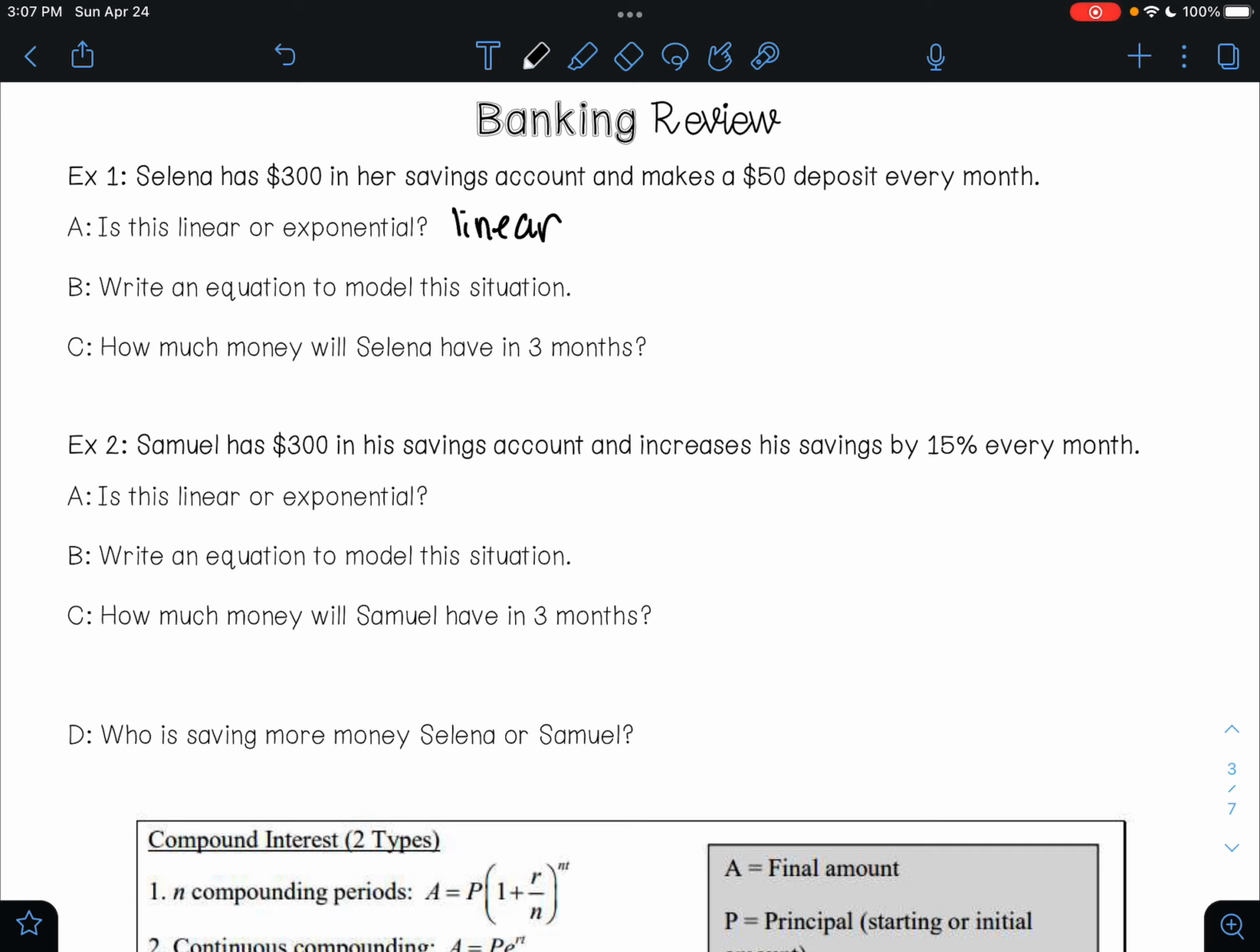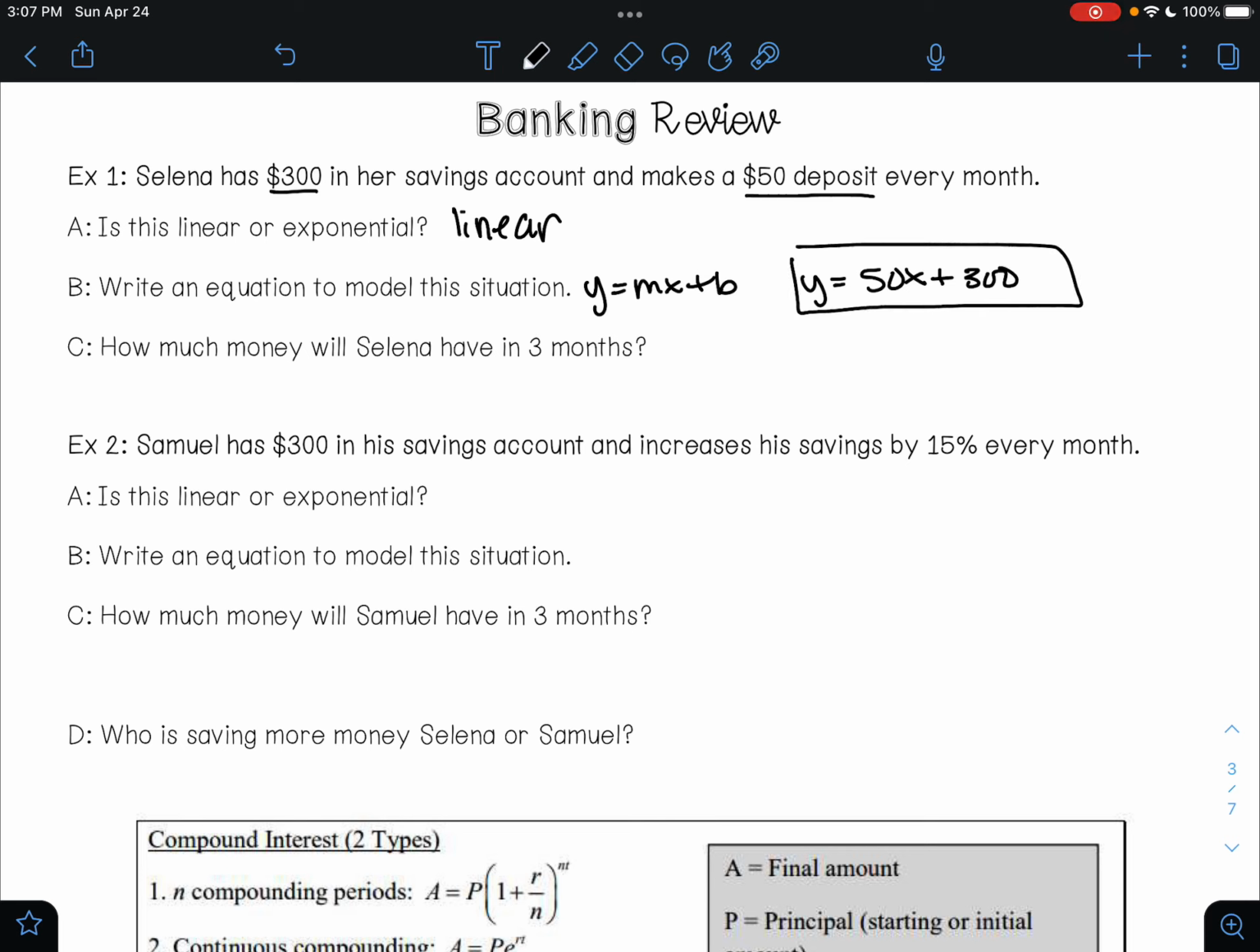Then it says write the equation of the model. Well, here I can use slope-intercept form, y equals mx plus b. She's depositing $50 every month, so I'm going to have y equals 50x. And our starting amount, the y-intercept b, is $300. So this would be her equation.